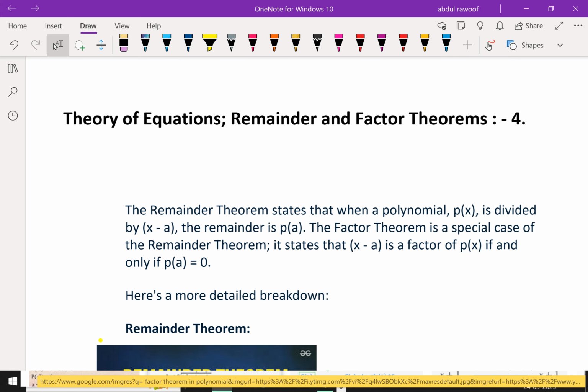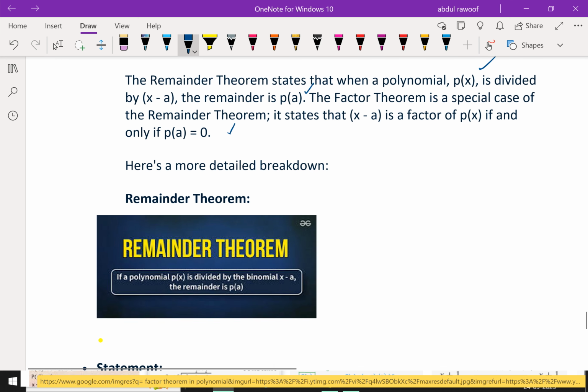The remainder theorem states that when a polynomial p of x is divided by the factor x minus a, the remainder is p of a. The factor theorem is a special case of the remainder theorem. It states that x minus a is a factor of p of x if and only if p of a equals 0.